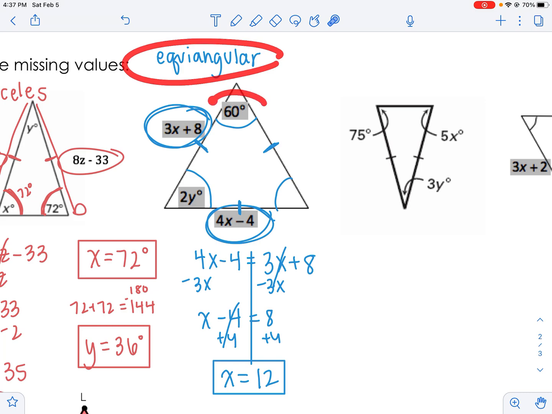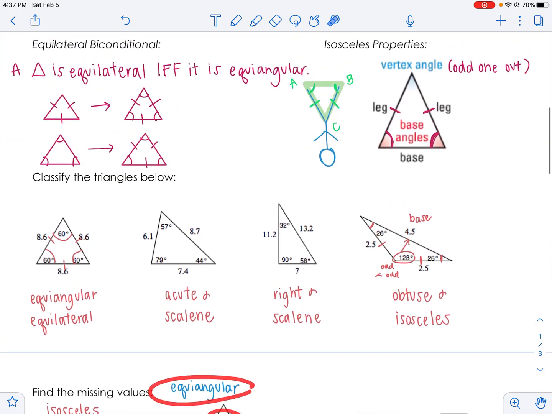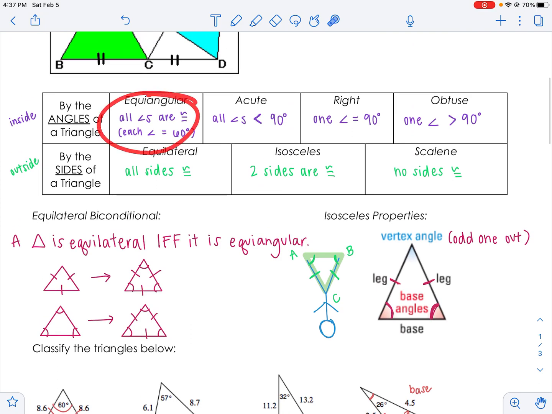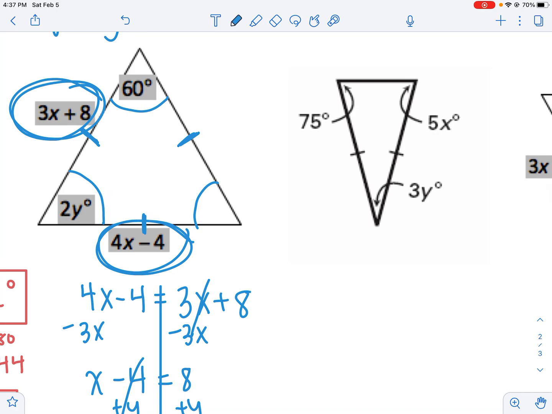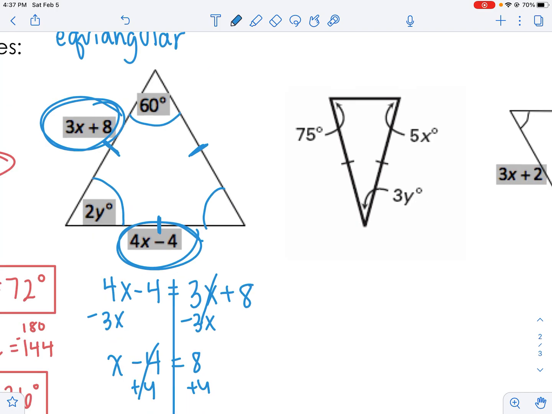If it's equiangular, that means that all these angles are 60 degrees, because we know that about equiangular, equilateral triangles, all the angles are 60. So 2y should equal 60 degrees. And if 2y equals 60, divide by 2, y would equal 30. And that's how I figure out what y is.